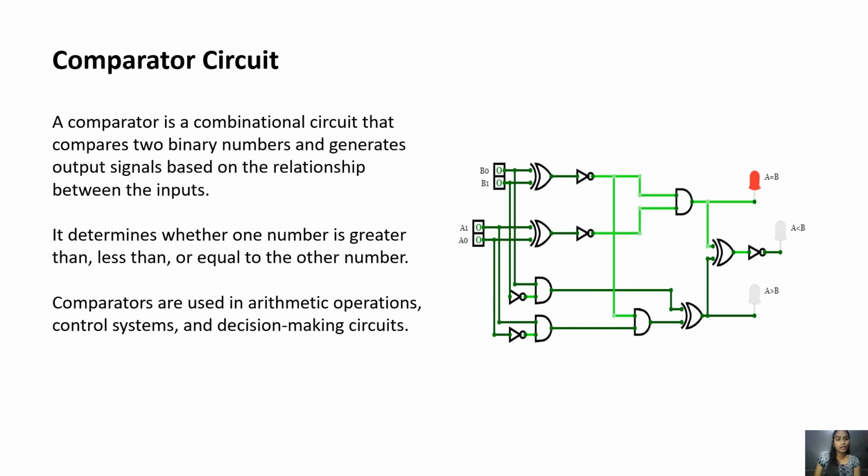Comparator circuit. A comparator circuit is a combinational circuit that compares two binary numbers and generates output signals based on the relationship between the inputs. It determines whether one number is greater than, less than, or equal to the other number. Comparators are used in arithmetic operations, control systems, and decision-making circuits.